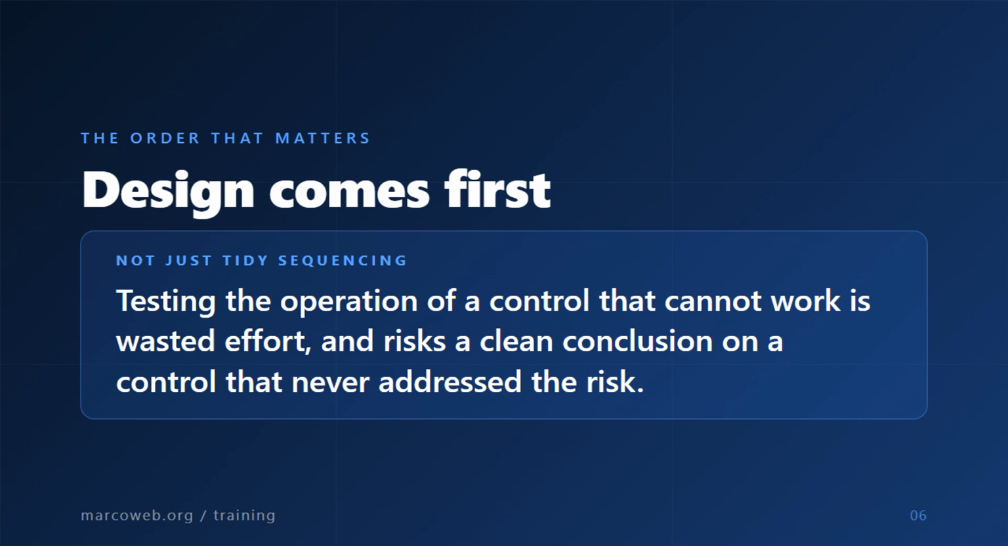You assess design by walking the control through once: the risk, the objective, who performs it, what they see, what they compare against, and what happens when they find an exception. That last part is where design deficiencies most often hide.